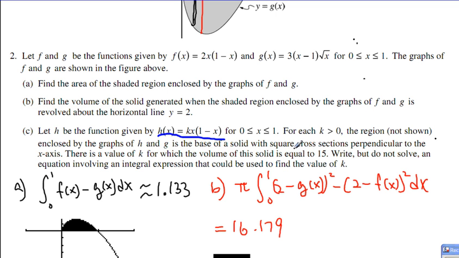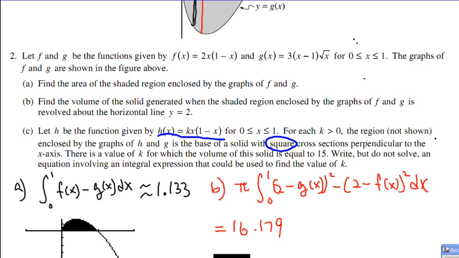Now we have here the base of the solid with the square cross section. Notice the square. A square is simply one side squared. That's how we find the area. The collection of those becomes a solid here, perpendicular to the x-axis. There's a value k for which the volume of the solid is equal to 15. But do not solve. So we just have to find the integral, and then set it equal to 15.